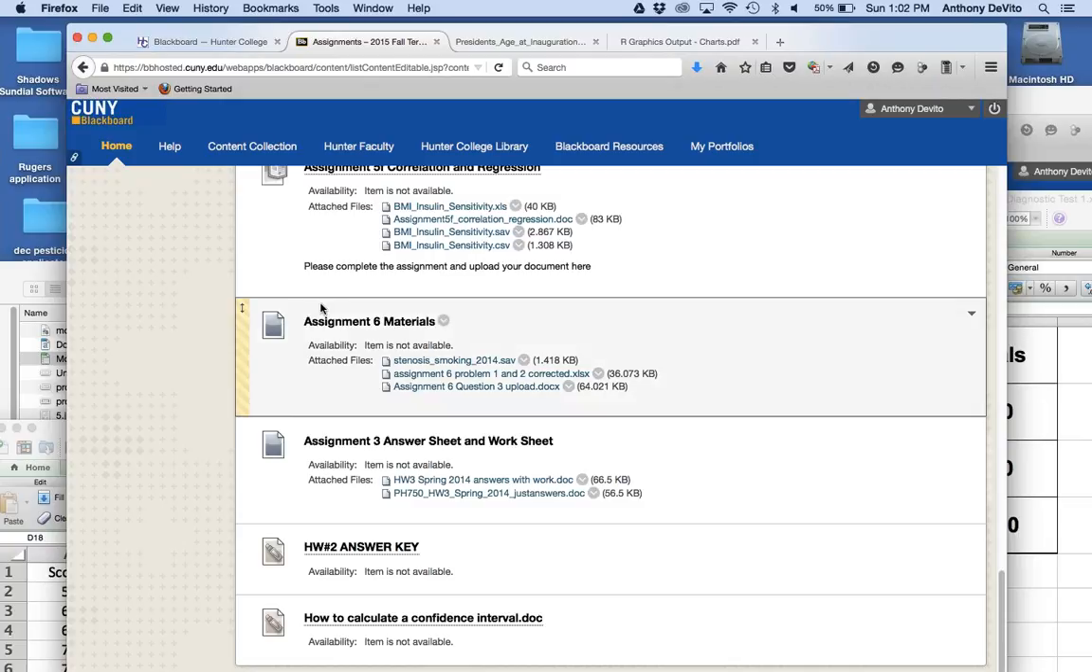Okay, so I made those both due the night of the exam, but really you want to get them done earlier so that you know where your problem areas are, because that'll help you identify them. Okay, so I'll see you tomorrow night.